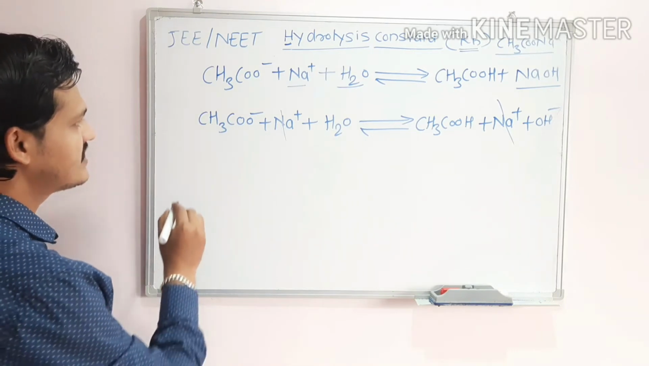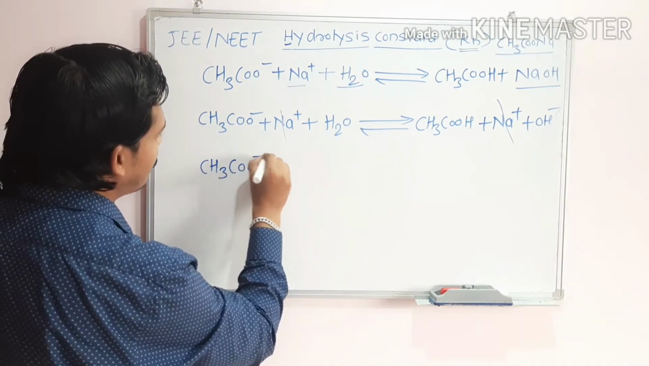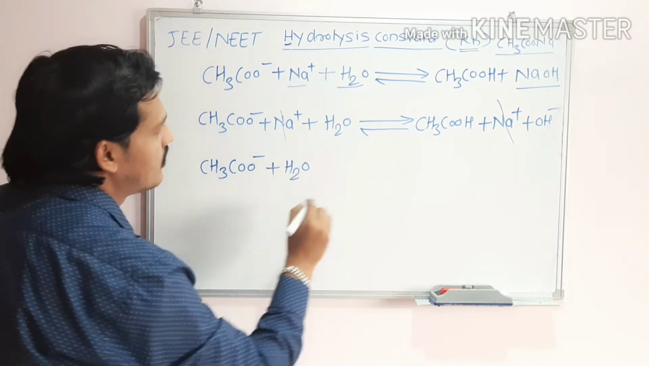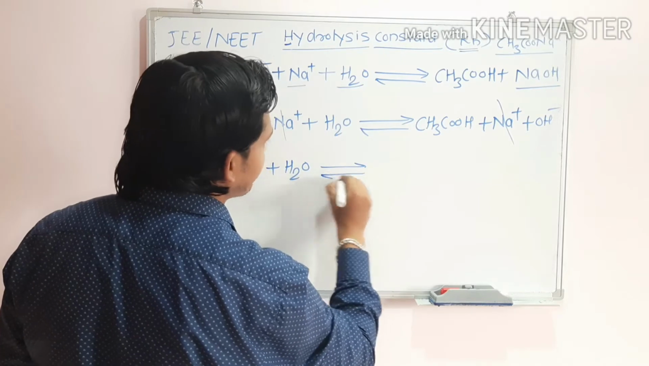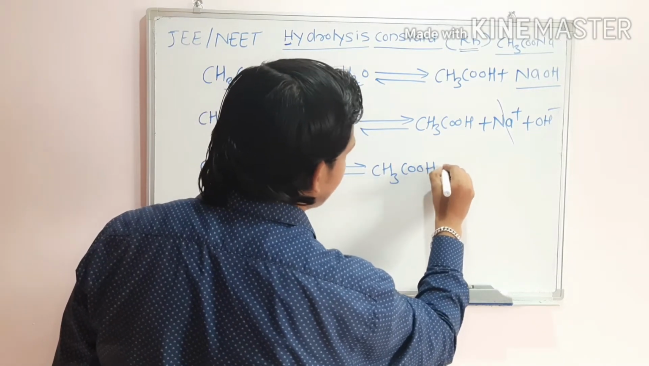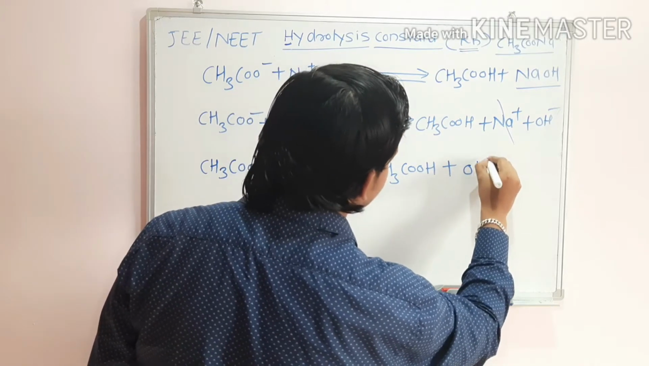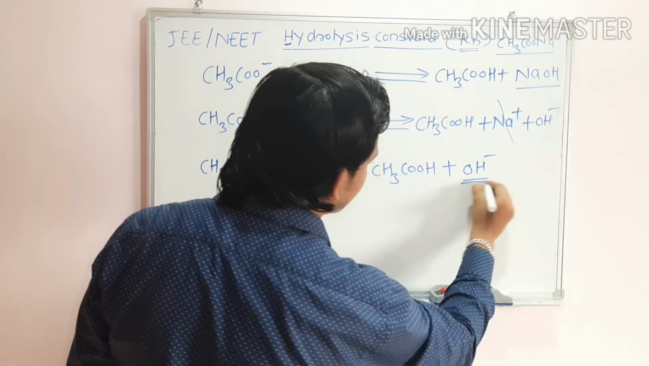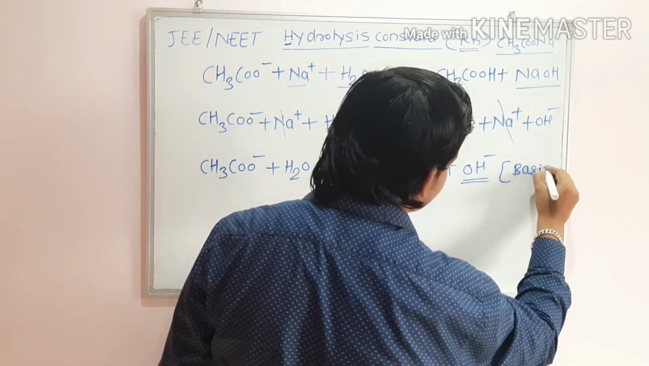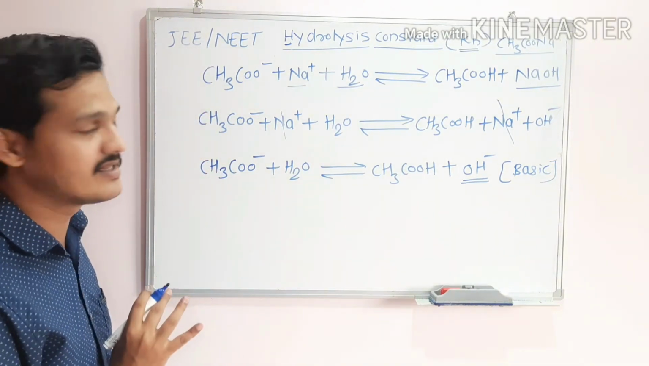So what is our general reaction for that type? CH3COO minus plus H2O gives CH3COOH plus OH minus. Since OH minus is on the product side, the pH of the solution will be basic. We have already seen this up to here, though I told you twice.